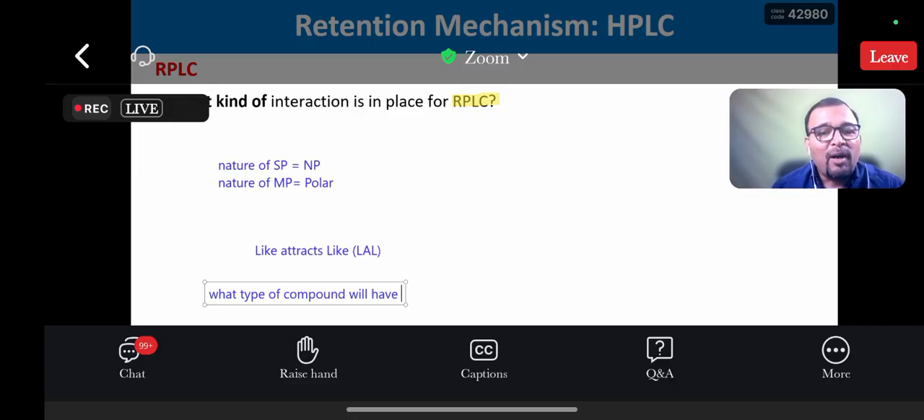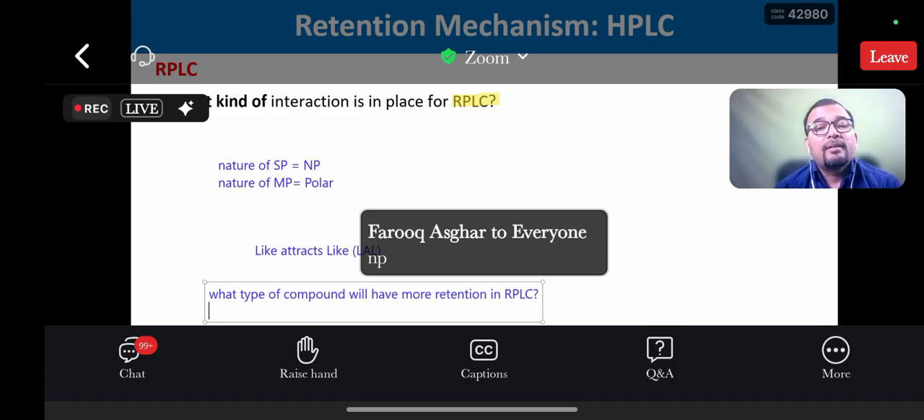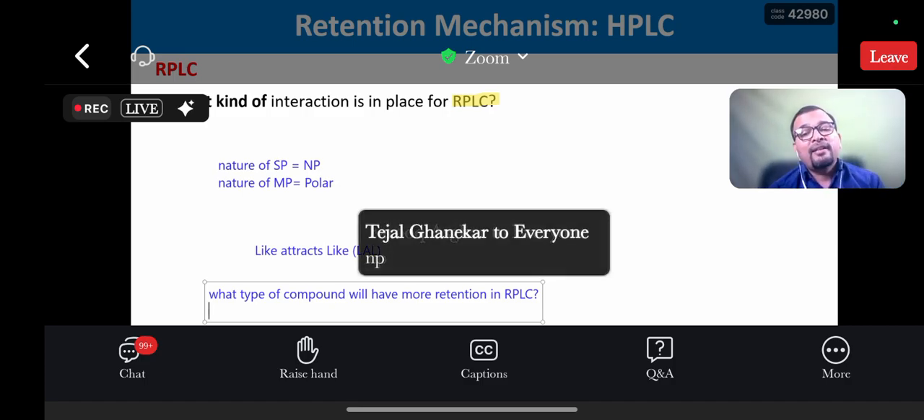So what type of compound will have... See, I broke my discussion. I broke my thought process now. What type of compound will have more retention in RPLC?